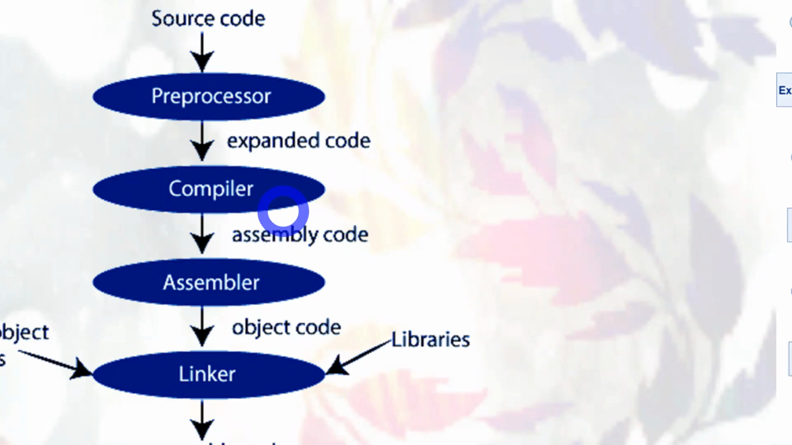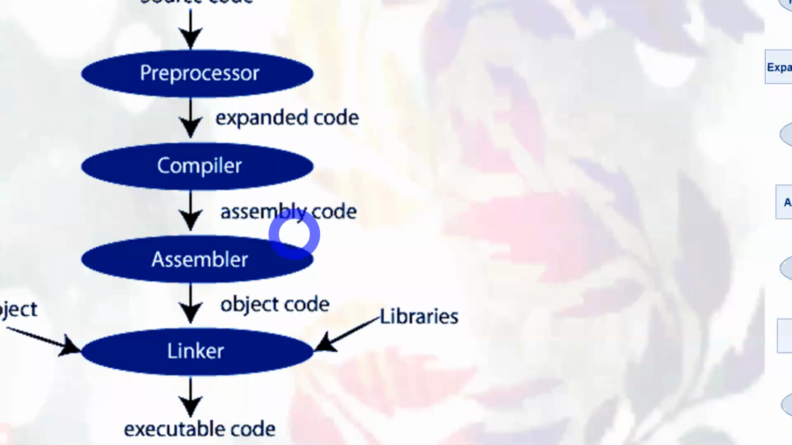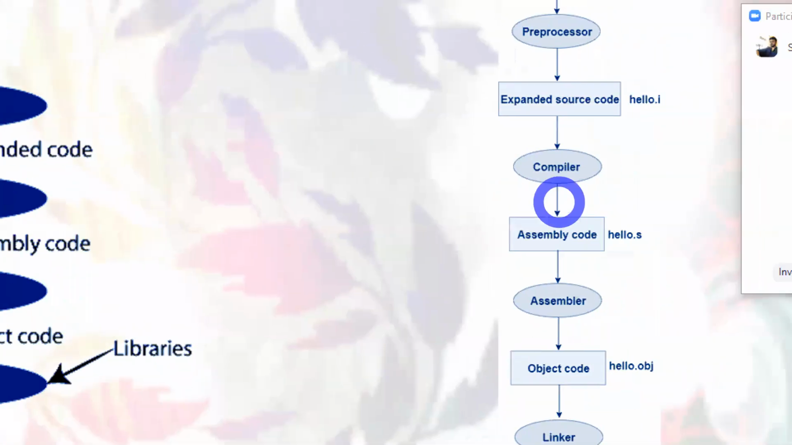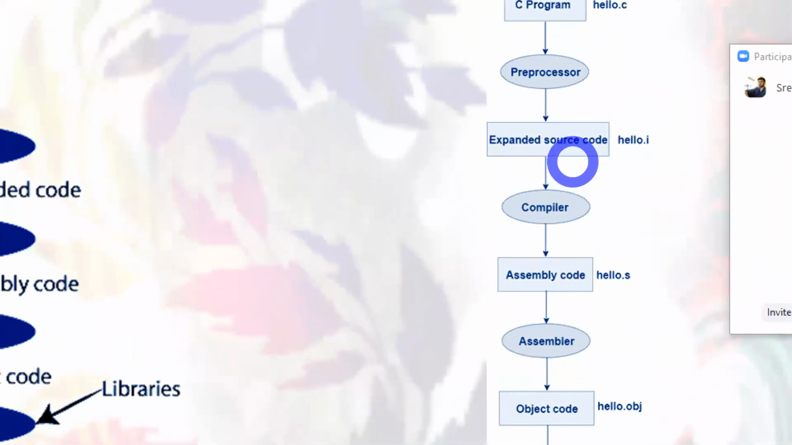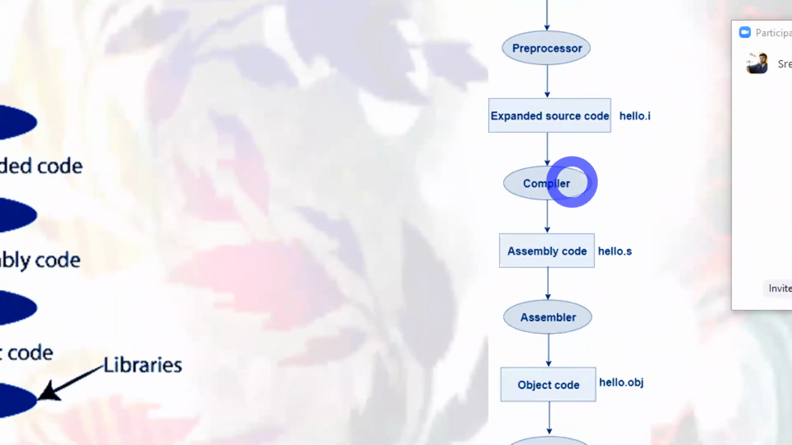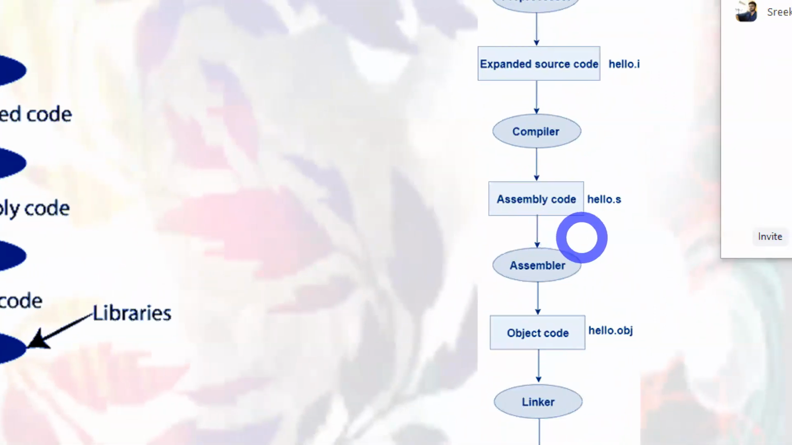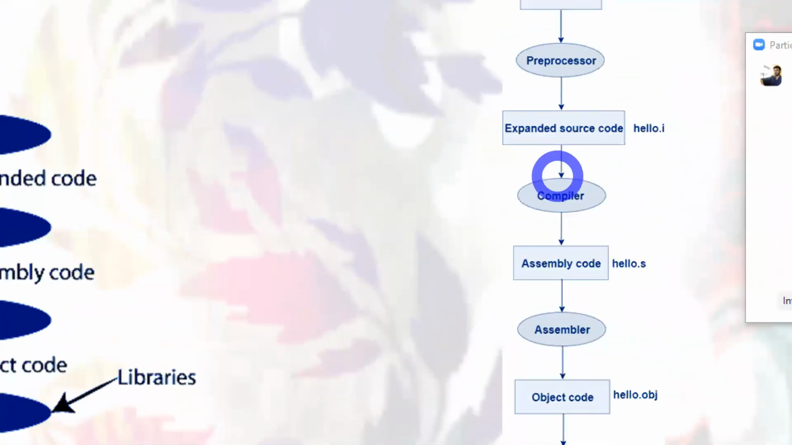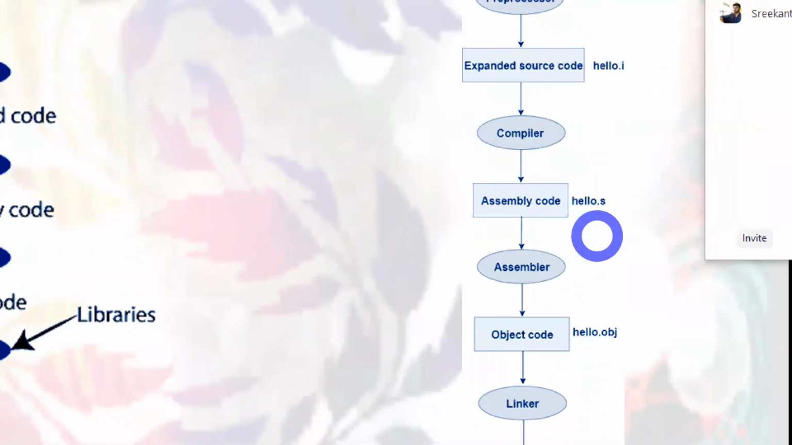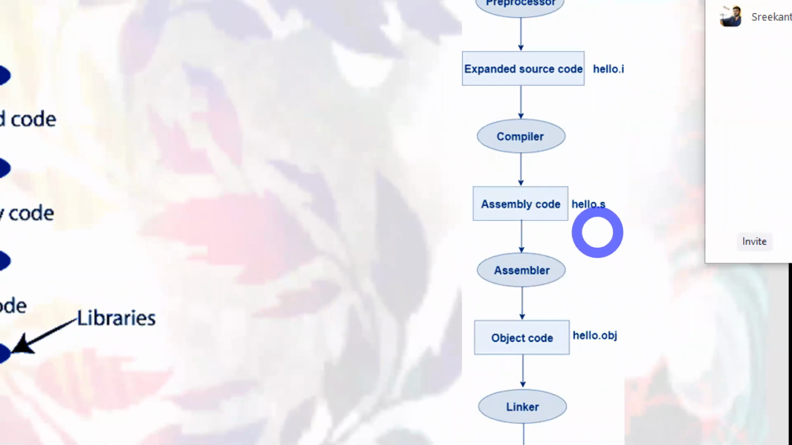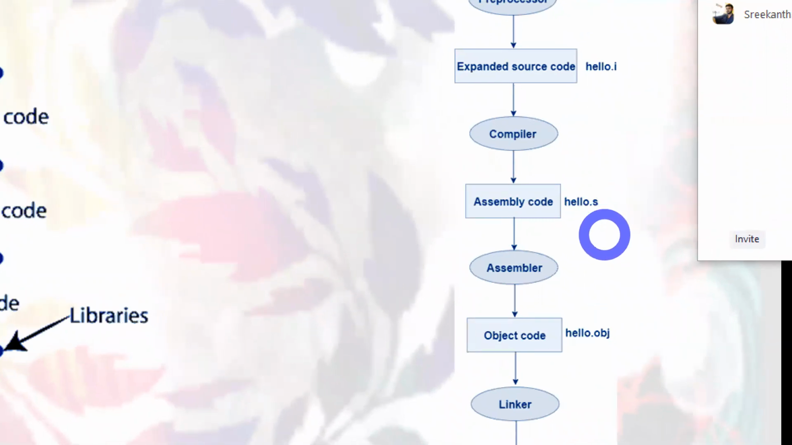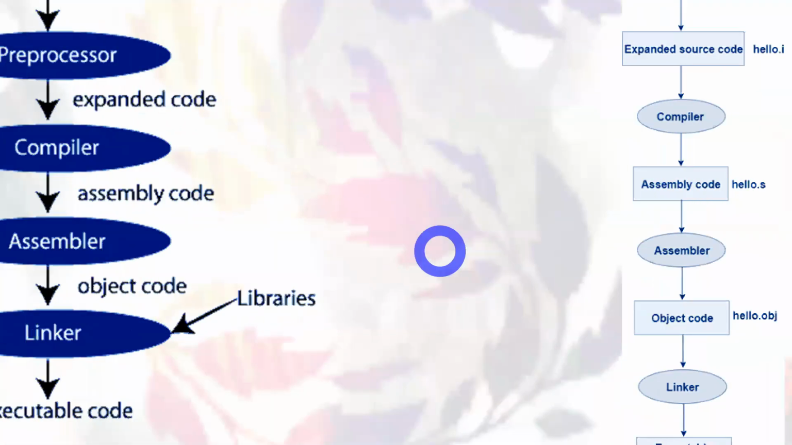It translates this high level instruction code into what? Assembly code. Observe here. The compiler is responsible to load the expanded source code and convert these instructions into what? Assembly code. When is it going to convert? When the compilation is error free, then only it converts this expanded source code into assembly code. Then it is generated with what file extension? .s. File name .s. For example, hello.s is going to be generated.